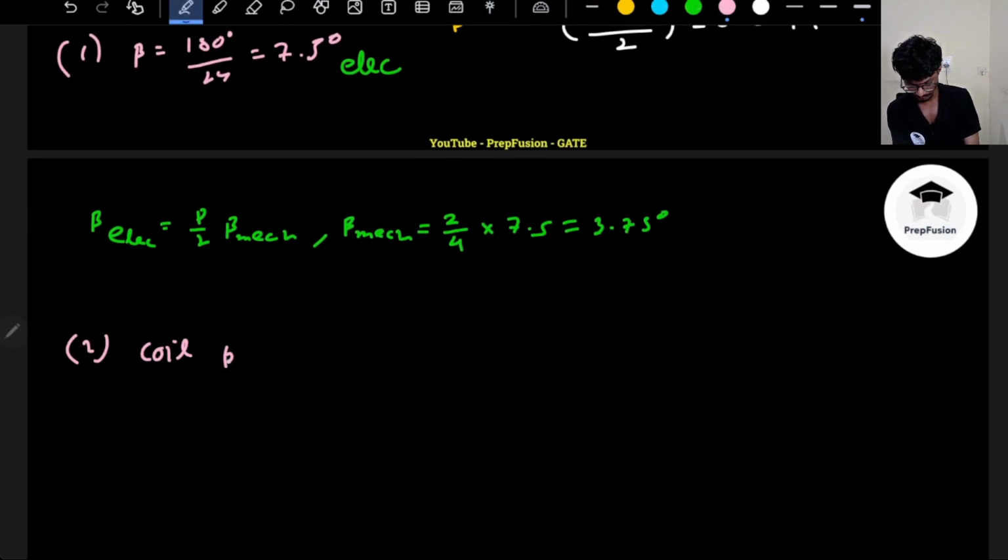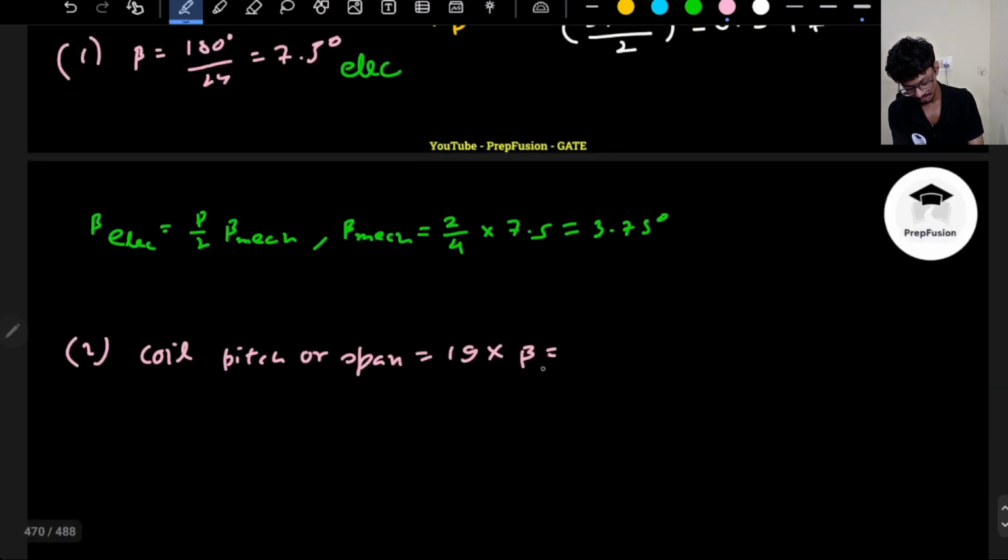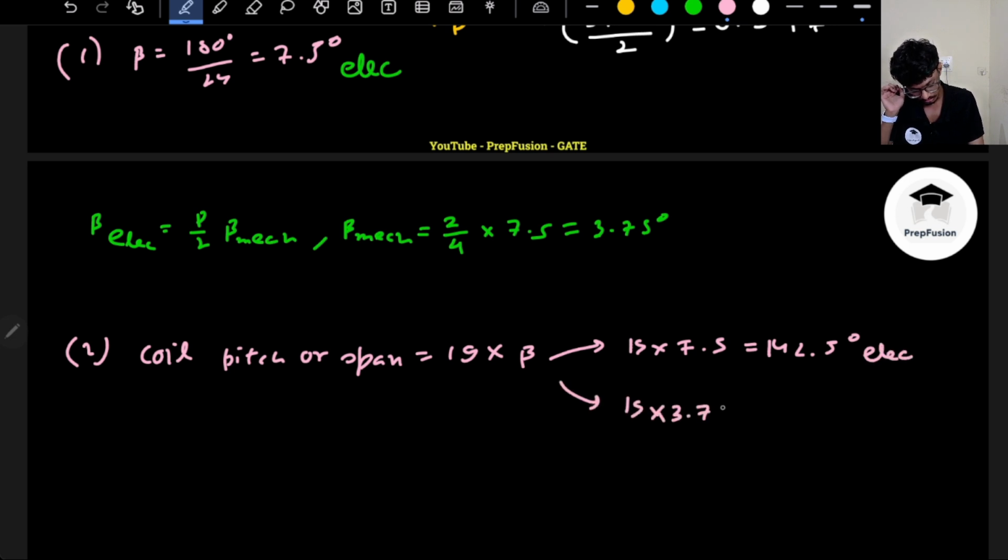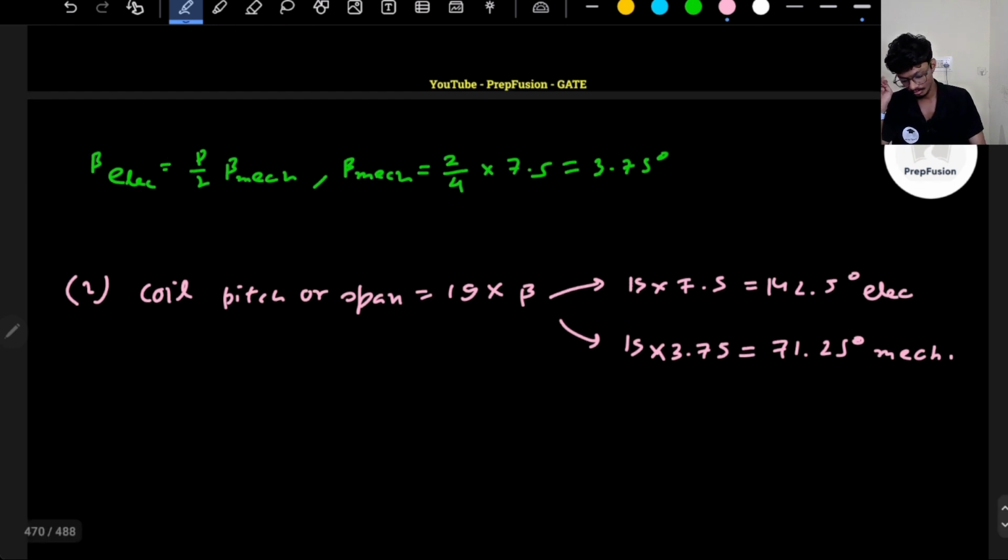So coil pitch, or span, will be equals to 19 into beta, right? So beta electrical will give me electrical, beta mechanical will give me mechanical. So 19 into beta electrical, 7.5, will be 142.5 degrees electrical, and mechanical will be 19 into 3.75. That will be just half of this. That will be 71.25 degrees mechanical. That's it. Okay, that's it. 71.25 degrees mechanical. Now this is the second part.